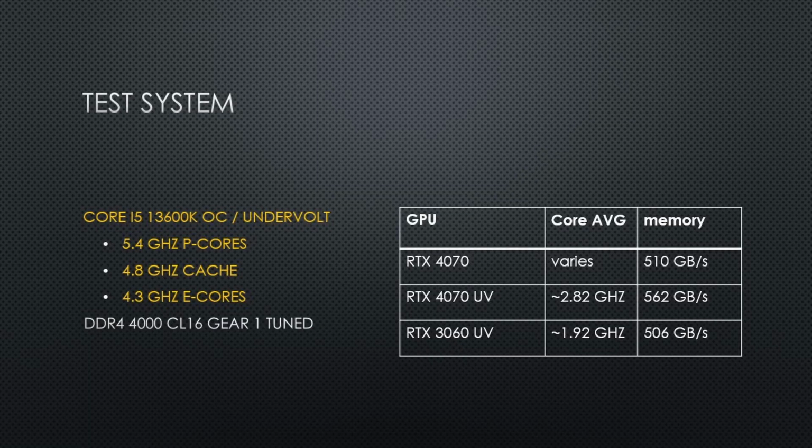Here is the test system. The CPU is the Core i5-13600K, overclocked to 5.4 GHz P-cores, 4.8 GHz cache ratio, 4.3 GHz E-cores, and the RAM is set to DDR4-4000 C16.